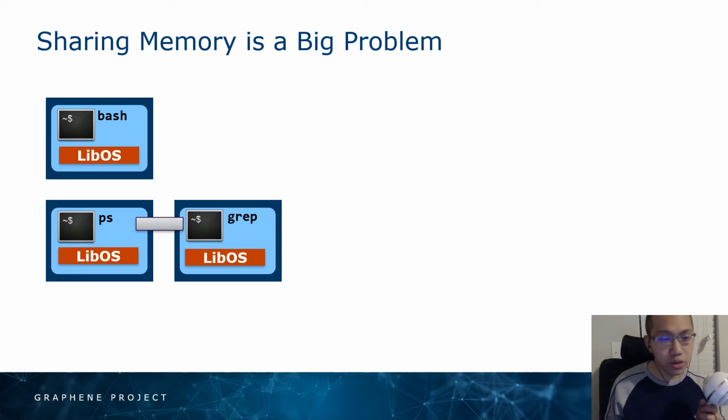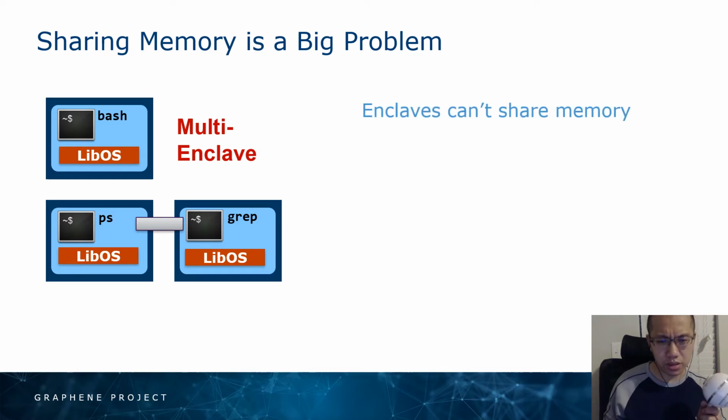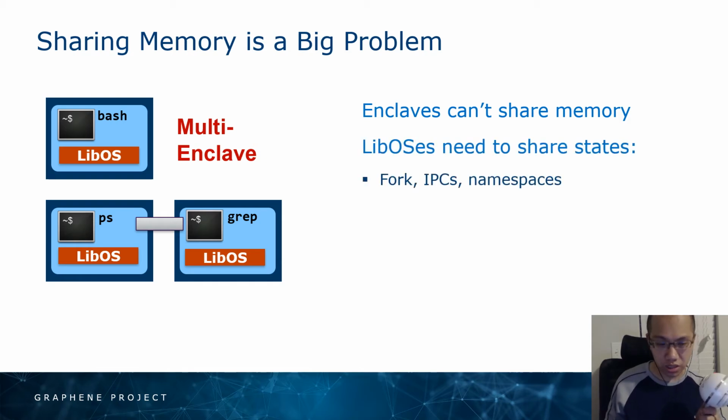However, with supporting these kinds of features, the library OS itself has to act in a multi-enclave setting. That means they have to share states between each other. However, the problem here is that an enclave cannot share memory with another enclave. The physical pages between these enclaves simply cannot be shared. So that led to a problem where library OSes need to share states, but they cannot share memory. So how would they actually coordinate these states necessary for things like forking, IPC, or namespaces? This actually becomes a huge challenge.